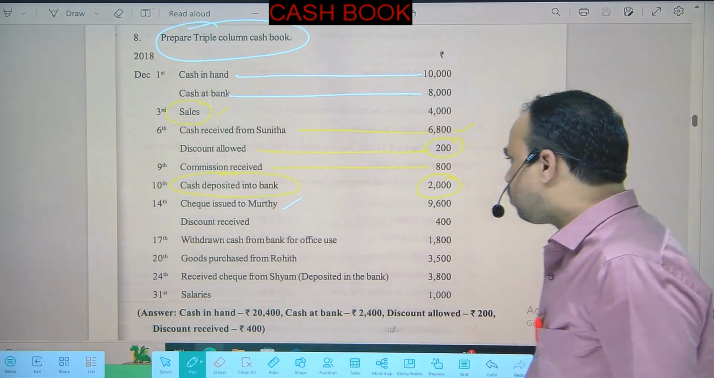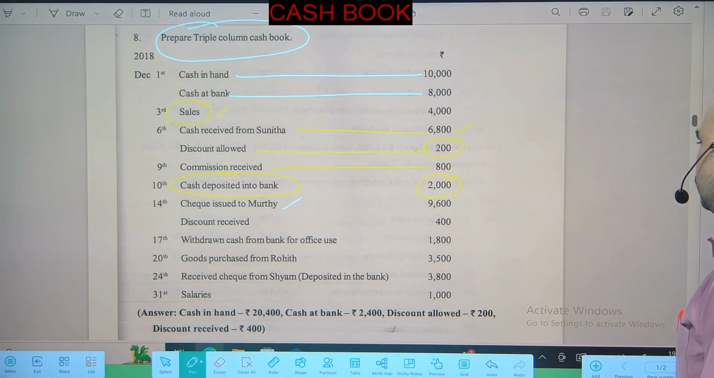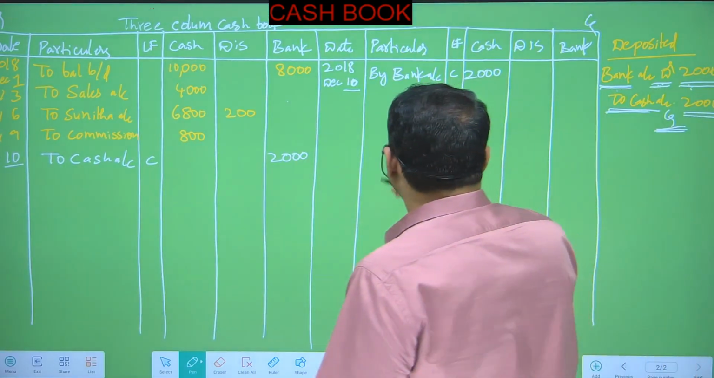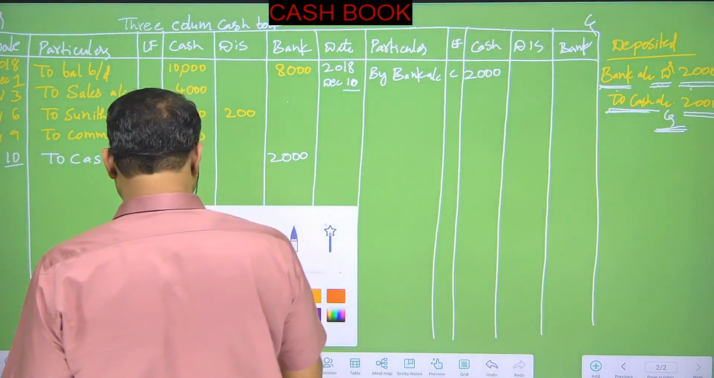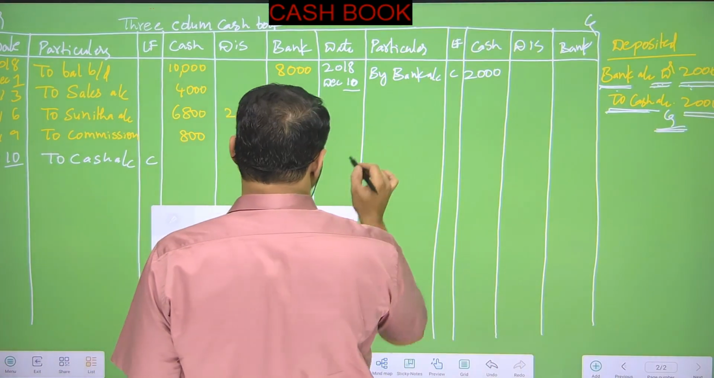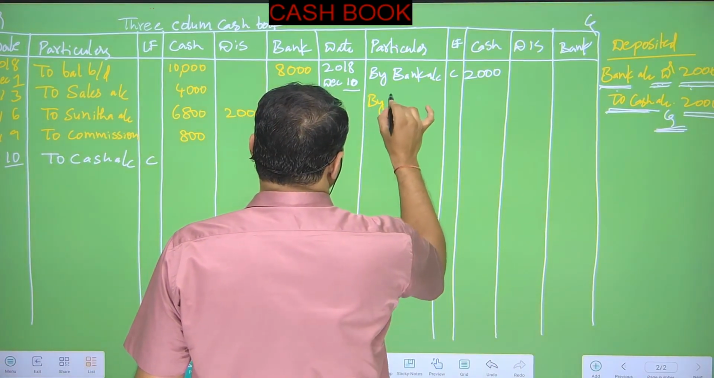When cash is going from the business we have to write on the credit side. So credit side, by Murthy, 9600.